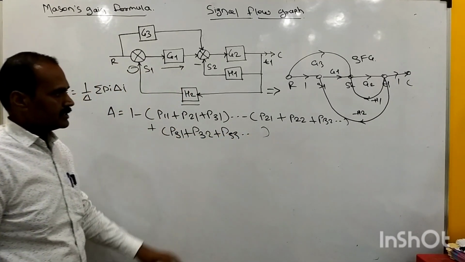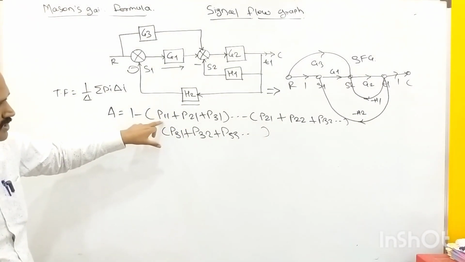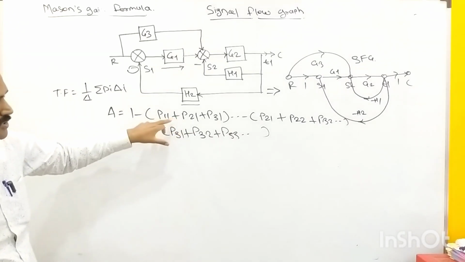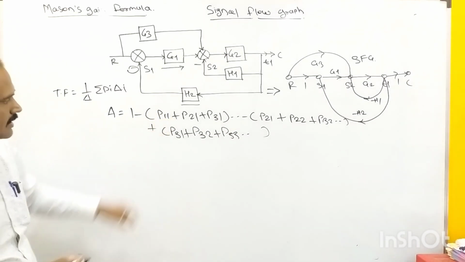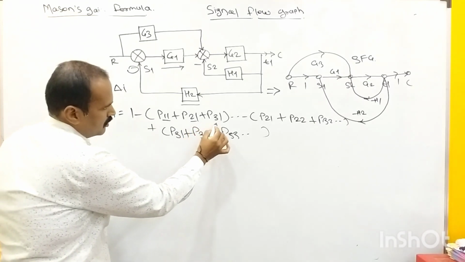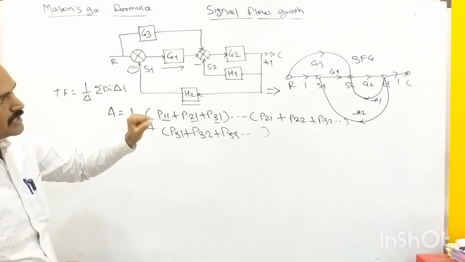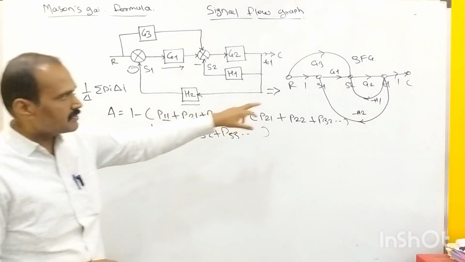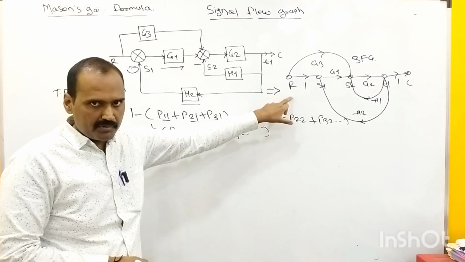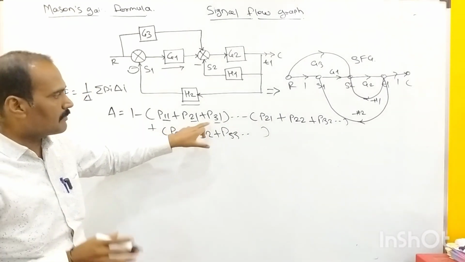So here we need to understand the meaning of each and every parenthesis. What does this first parenthesis stand for? It is the sum of individual loop gains. P11 stands for the first individual loop, P21 stands for the second individual loop, P31 stands for the third individual loop. Means first of all we need to determine how many loops we have in this signal flow graph representation, which is to be denoted with this first parenthesis of the system determinant.